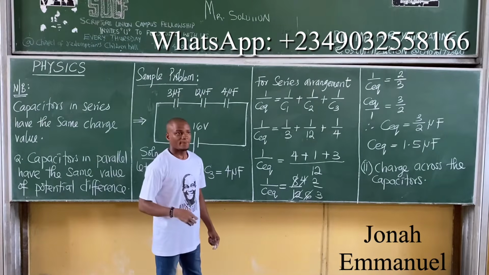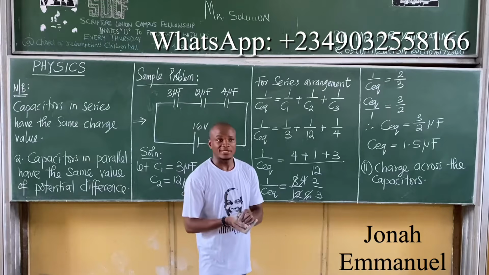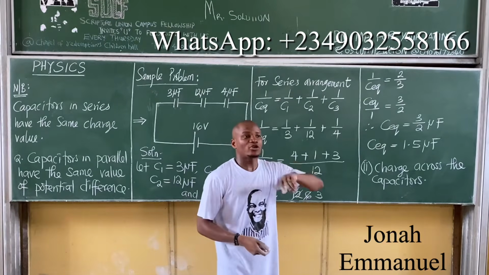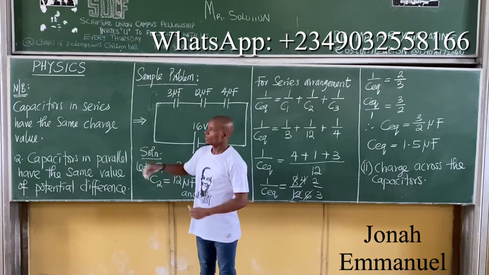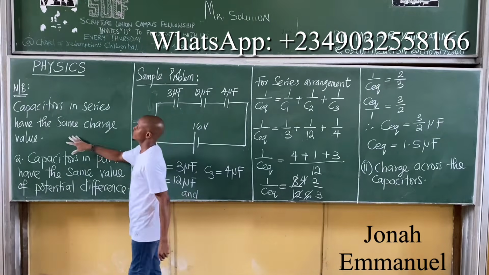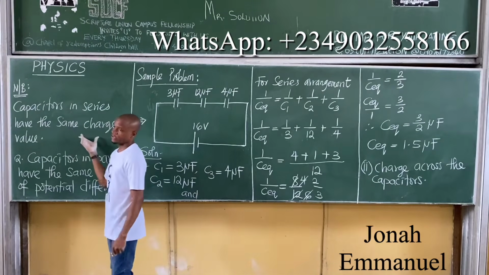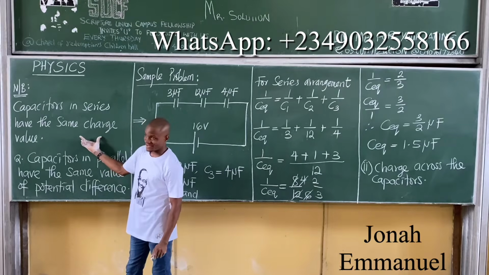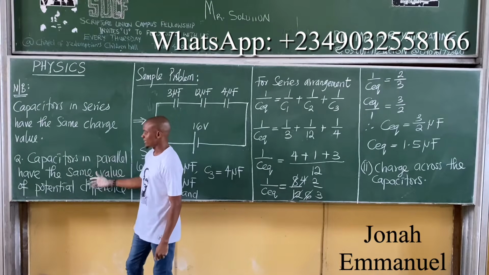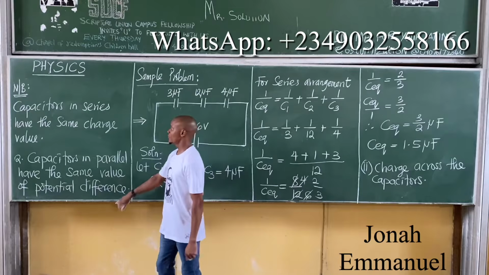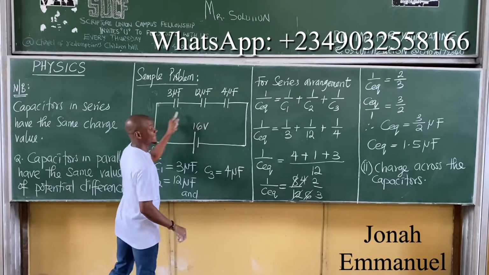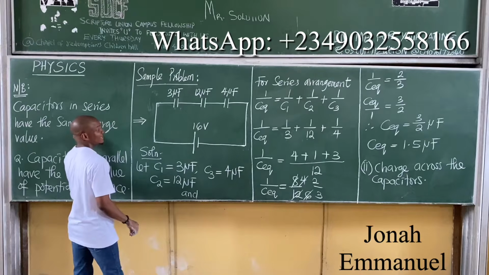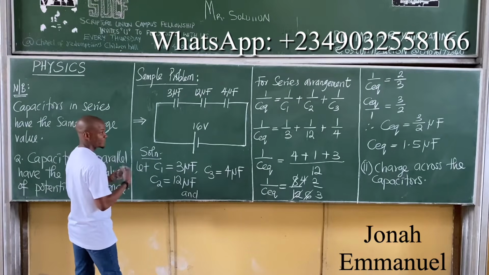Now listen up. How do you get charge? Before you get charge, fall back to this condition here, please. The condition says that if they are in series, they have the same charge value. If they are in parallel, they have the same potential difference. Obviously, from my arrangement here, my capacitors are in series. So what does it mean here? They have the same charge value.